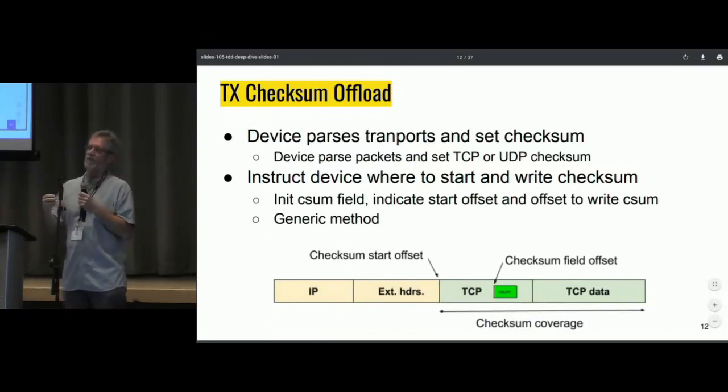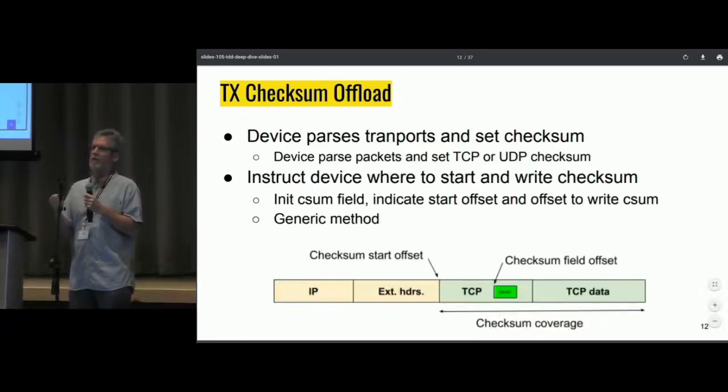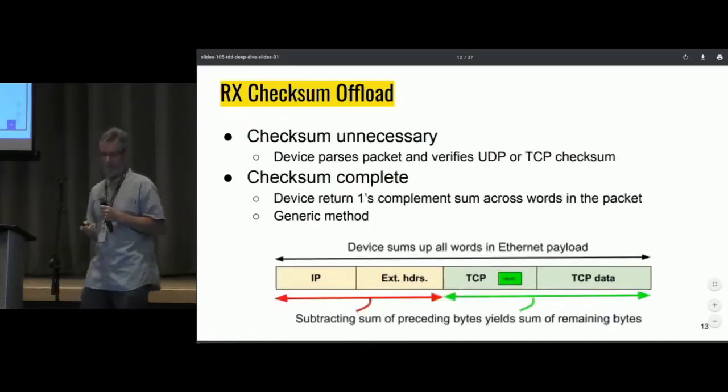The device gets this, and it will perform the ones complement sum starting from the starting point to the end of the packet, and whatever sum it gets, it adds it to the existing value in the checksum field and sets the field. As long as the host set this up and initialized the checksum field correctly, the device will set the correct checksum. It has no idea what kind of checksum it is. It doesn't know if it's UDP or TCP. It doesn't care. It just knows it's the standard internet packet checksum.